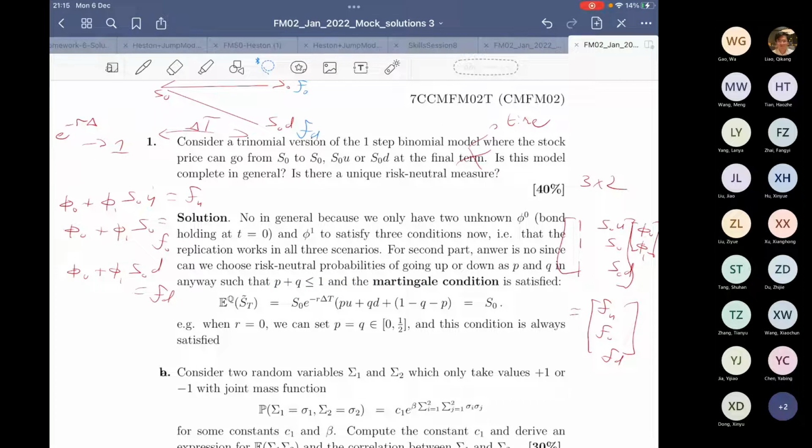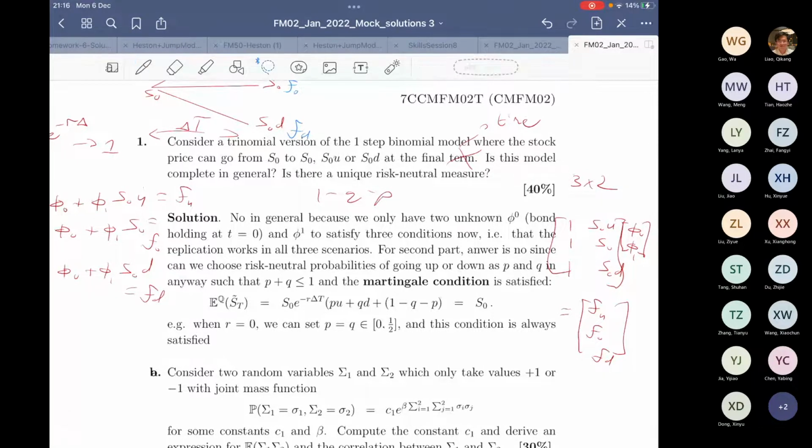Assume that the probability of going up under the risk neutral measure is P, the probability of going down is Q, but we no longer require that P plus Q add up to 1. We just require that P plus Q is less than 1. So there's an additional probability equal to 1 minus Q minus P of the stock price going to S0. When we calculate this expectation, it's probably easier to take the S0 out and put it on the inside.